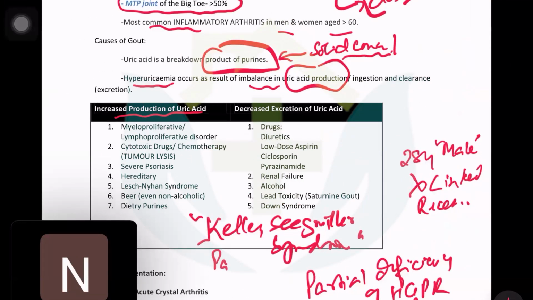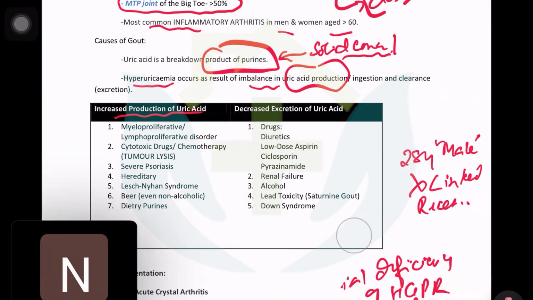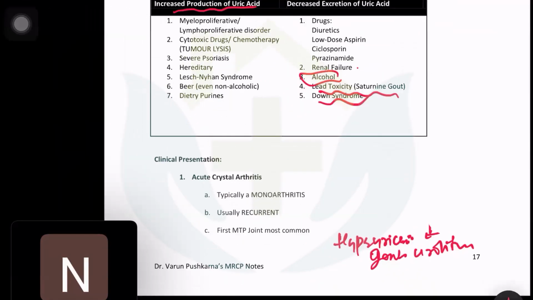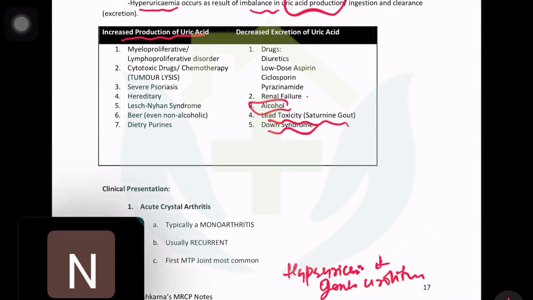Which are the drugs which lead to this? Diuretics, famous drugs leading to hyperuricemia, aspirin, cyclosporin, pyrazinamide, renal failure, alcohol, lead toxicity, and of course, Down syndrome. Clinical presentation.